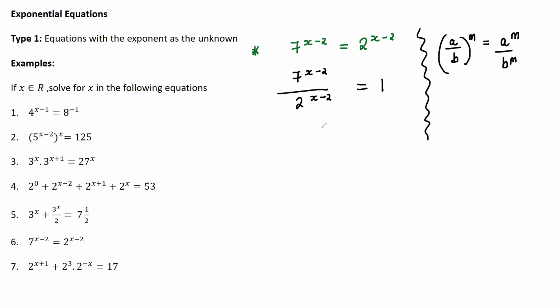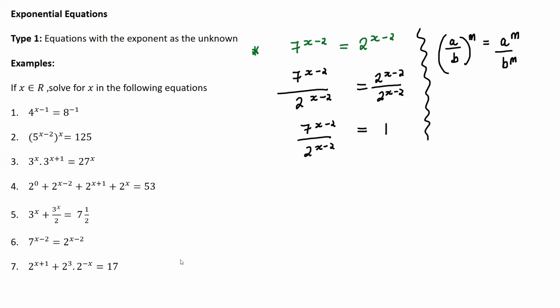I didn't do anything wrong. Let me show you, Dwana. This is exactly what I did. I divided both sides by 2 to the power x minus 2. That's what I did.